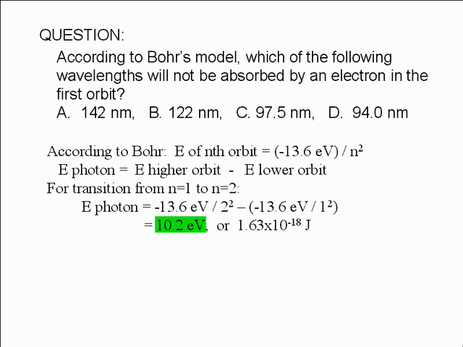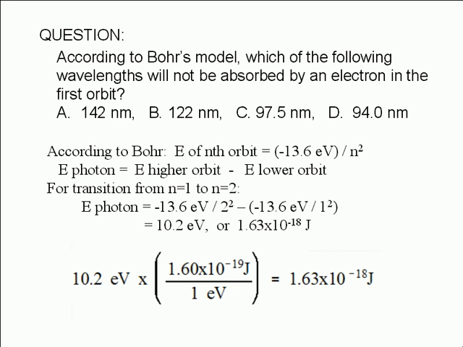We can convert this to joules. Our conversion factor here is based on 1 electron volt being equivalent to 1.6 times 10 to the negative 19th joules. 10.2 electron volts times 1.60 times 10 to the negative 19th joules over 1 electron volt equals 1.63 times 10 to the negative 18th joules.